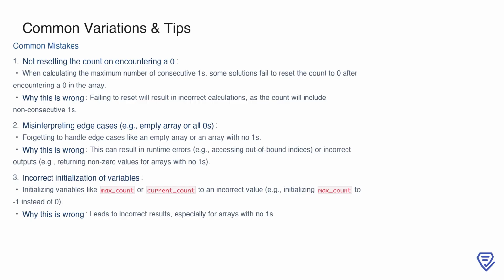If these scenarios aren't handled properly, your solution might crash due to accessing out-of-bound indices or return incorrect values, such as a non-zero result for an array with no ones at all. Finally, initializing variables incorrectly, such as setting max_count to -1 instead of 0, can also cause errors. This is especially problematic when the array has no ones, as it would lead to a negative result, which makes no sense in this context.